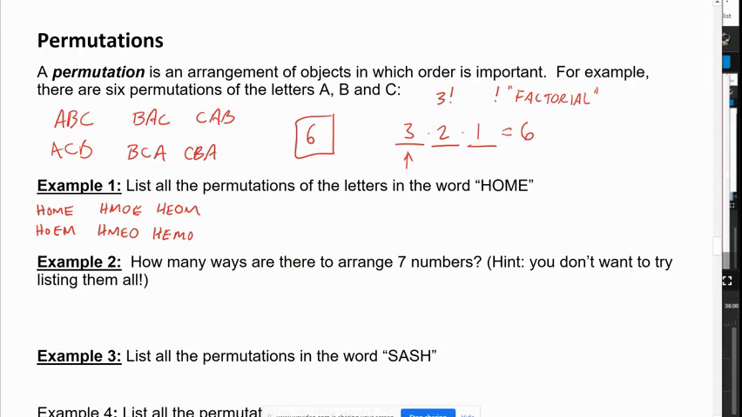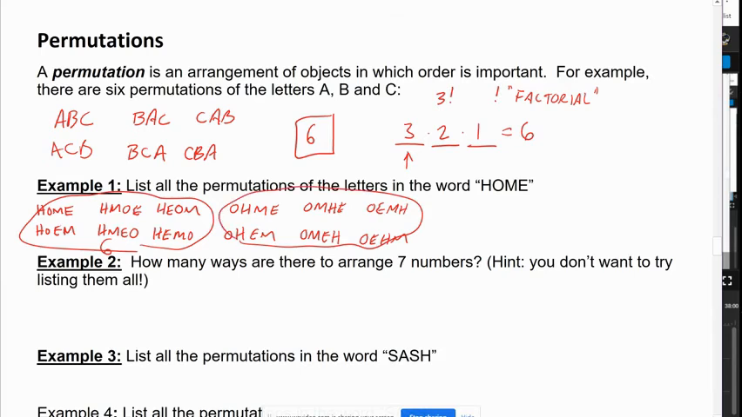I could do the same thing with all the ones that start with O. So OHME, OHEM. Then I could do OMHE, OMEH. And so I did the ones that start with O and H, the ones that start with O and M. The only one left is the ones that start with O and E. So that leaves OEMH or OEHM. So notice that we got 6 that started with H, 6 that started with O. So naturally there's going to be 6 that start with M and 6 that start with E. You can try those and see if you can get them. So it's 6, 6, 6, 6.